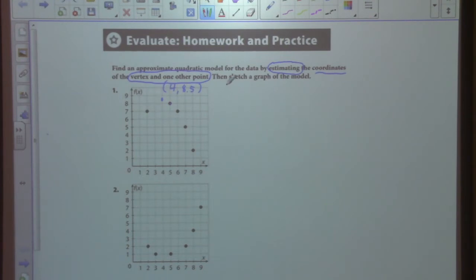So we have our standard form here, which is f of x equals a times (x minus h) squared plus k. And if we have this vertex here of 4, 8.5, what goes here? That's going to be equals, by the way. We're going to have f of x equals what? a times (x minus 4) squared plus 8.5. And now it says one other point. So what's our one other point you want to use?